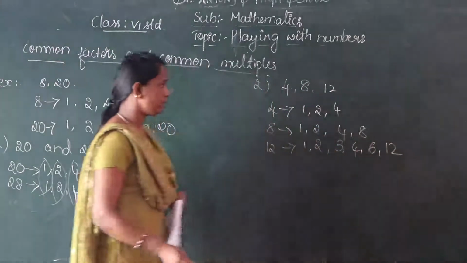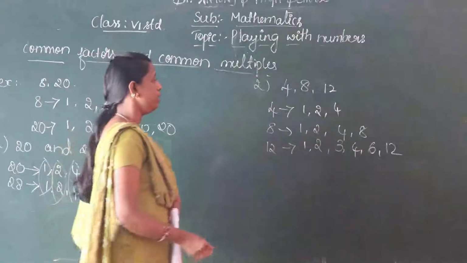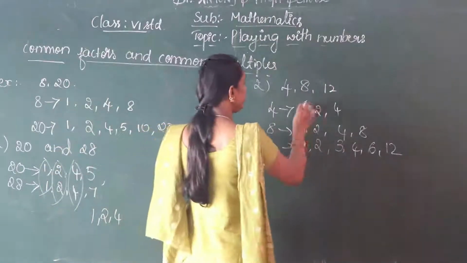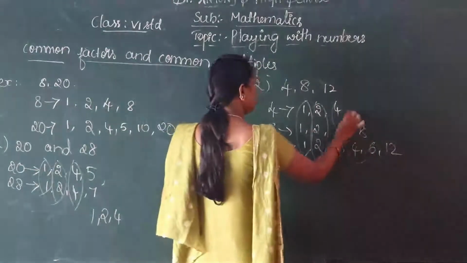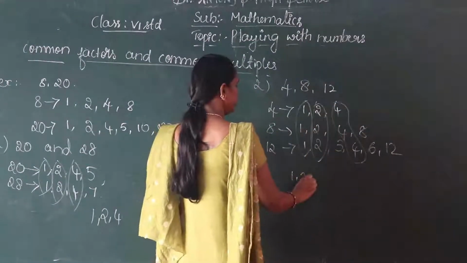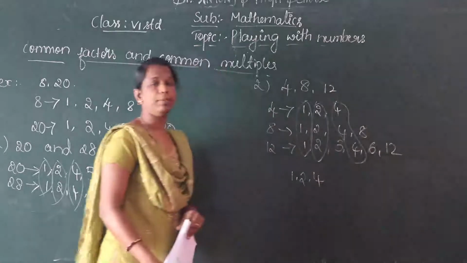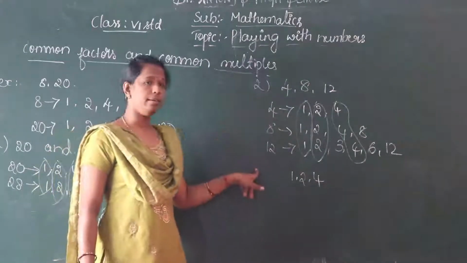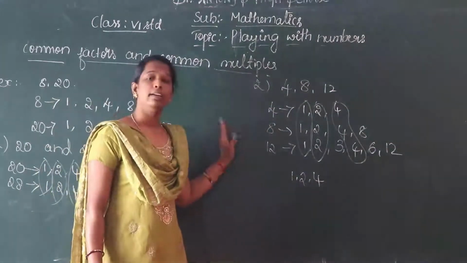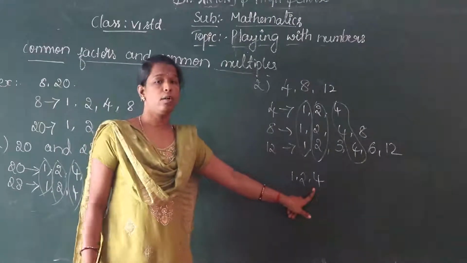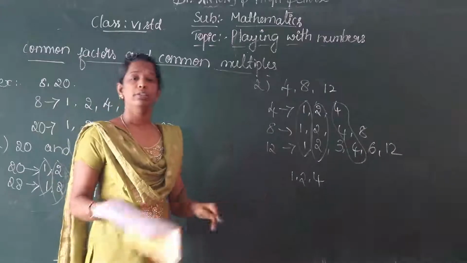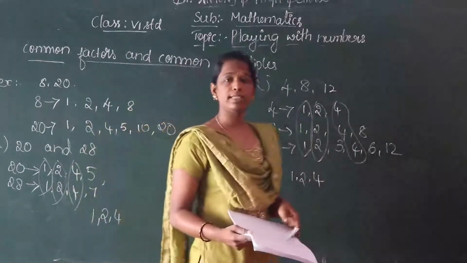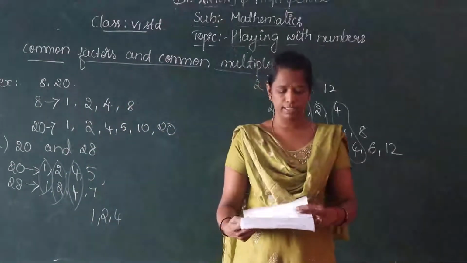So 6 2's are 12, 12 1's are 12. So here we identify 1, 2 and then 4. Here 1, 2, 4 are commonly present in 3 numbers. So 1, 2, 4 are the common factors of 4, 8, 12. So this is an easy sum. So let us discuss the common multiples.